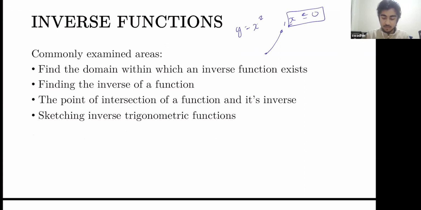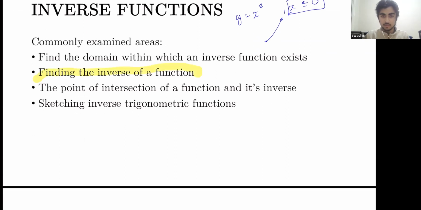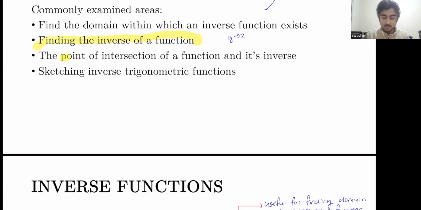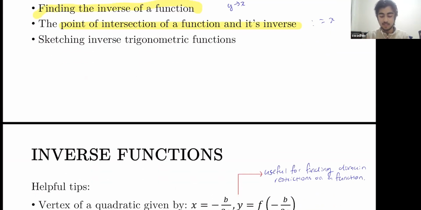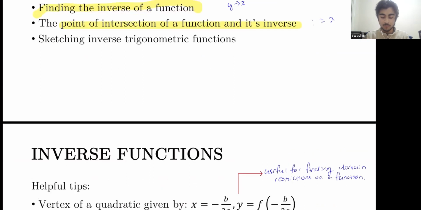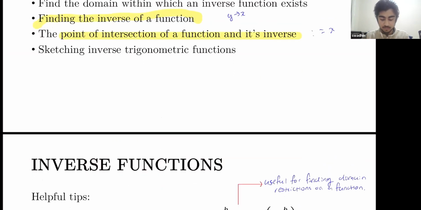The next up is actually finding the inverse of a function. So once you restricted the domain, if you need to, you find the inverse of a function by just substituting y as x and x as y, and vice versa. And then comes the point of intersection of a function and its inverse. This is usually done by solving the function as x, because to obtain an inverse function, you reflect the original by the line y is equal to x. And of course, the last part, sketching inverse trigonometric functions. So this is like cos inverse, sine inverse, tan inverse, and whatnot. We'll go through these graphs within a few slides, just to refresh.